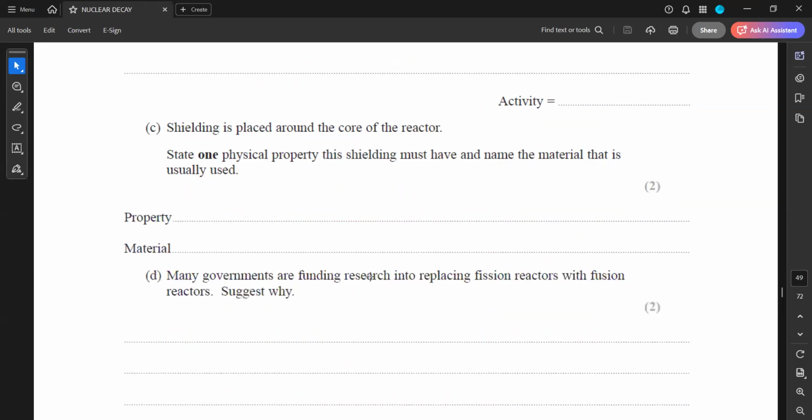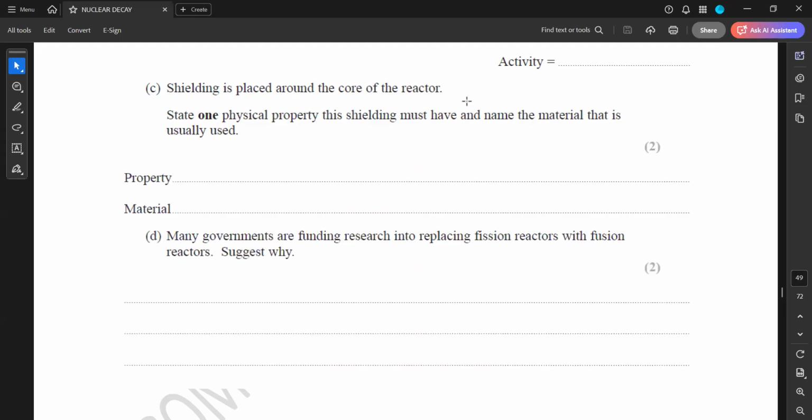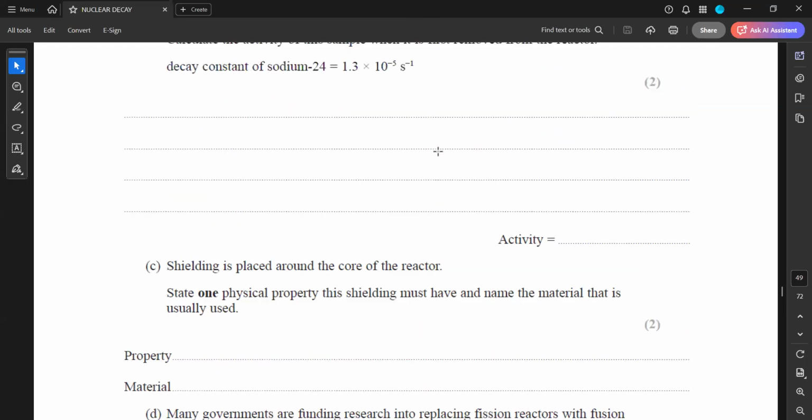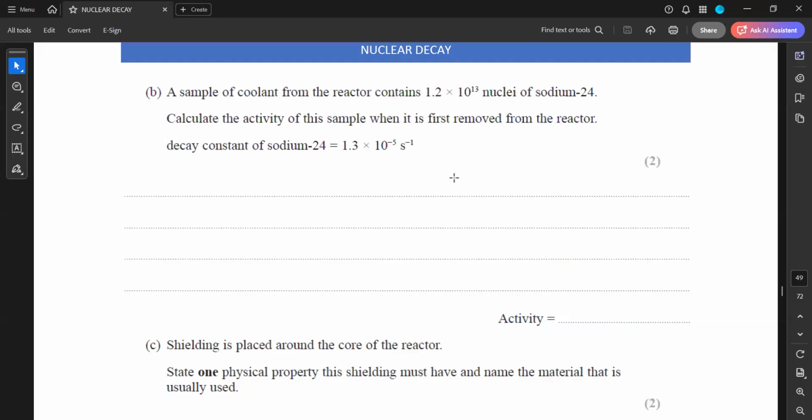Then the shield is placed around the core of the reactor. State one physical property this shielding must have, and name the material that is usually used. Yes, for activity you can write becquerel, s^-1 or Bq, that's fine.